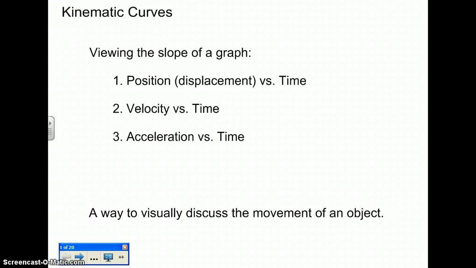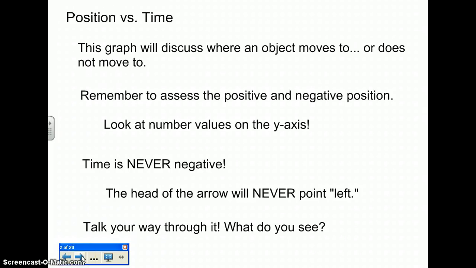What we call kinematic curves is a way to visually discuss the movement of an object. First type that we'll look at is position versus time graphs. This graph will discuss where an object moves to or does not move to based on what the slope of the graph looks like. Remember to assess the positive and negative position. Pretty important here. You want to remember, am I moving away, like am I going from 1 to 2 to 3 to 4 to 5 meters? Or am I going from 5 to 4 to 3 to 2 to 1 meters?